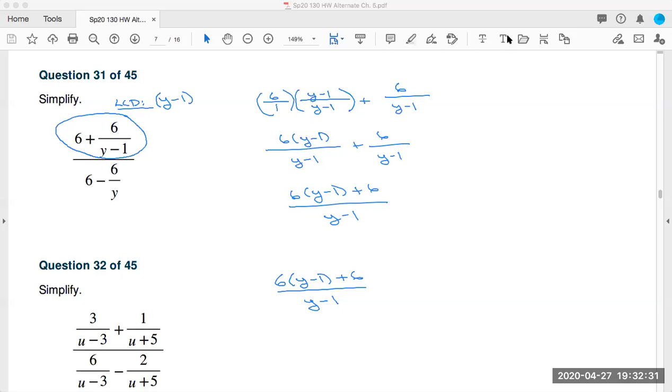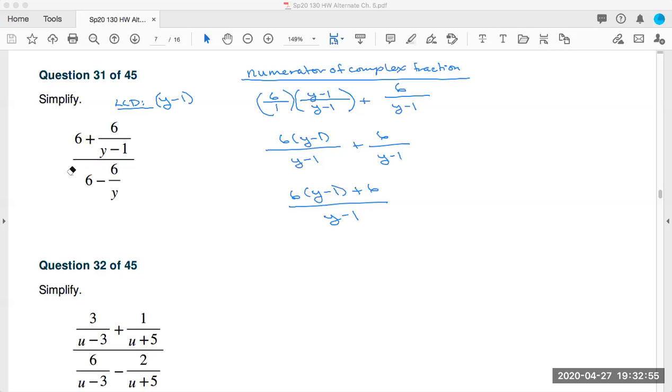For this one, so I don't have to rewrite too much here, I'm going to put numerator of complex fraction here. Okay, that's the simplification for it. And then I'm going to simplify the denominator separately, and then we'll put them together. So for the denominator, denominator in orange. All right, now we're ready.